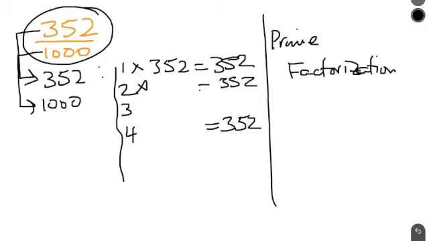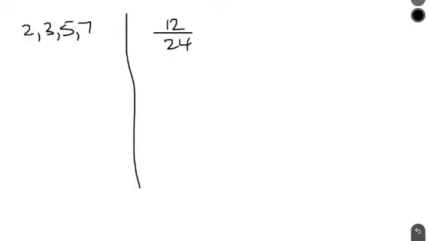Okay, and the prime factorization method is simply this. Why don't we do a simple one? Keep in mind that we are considering all of the prime numbers in the prime factorization. Let's look at this example: 12 over 24. What we would do is find the prime factorization for both the numerator and the denominator.